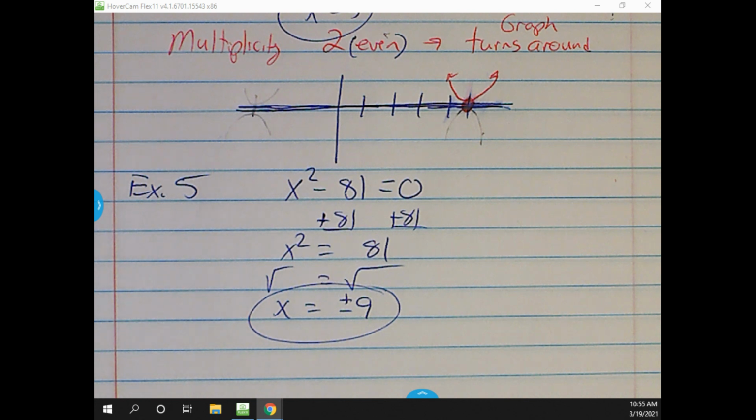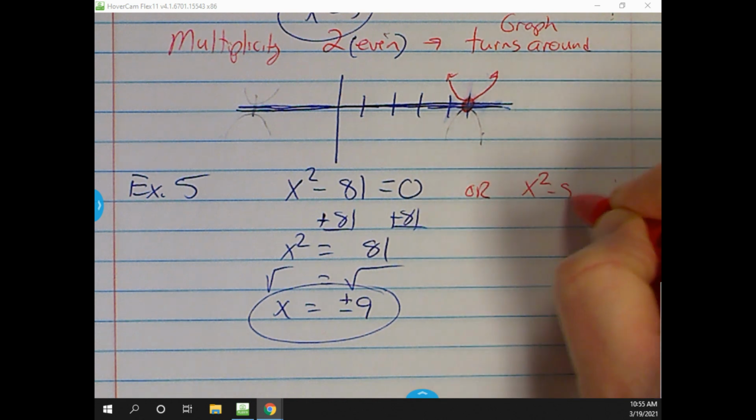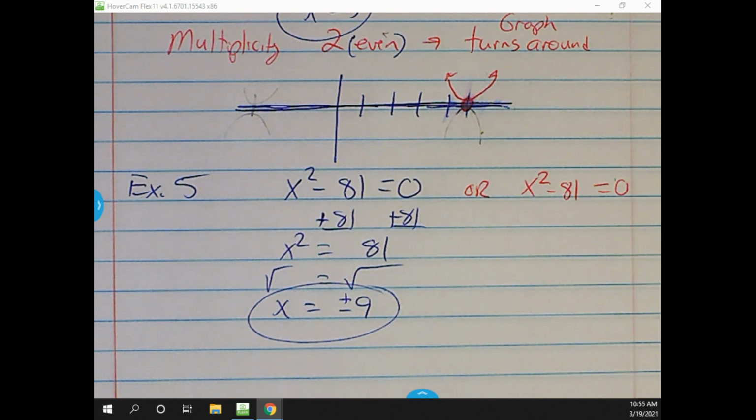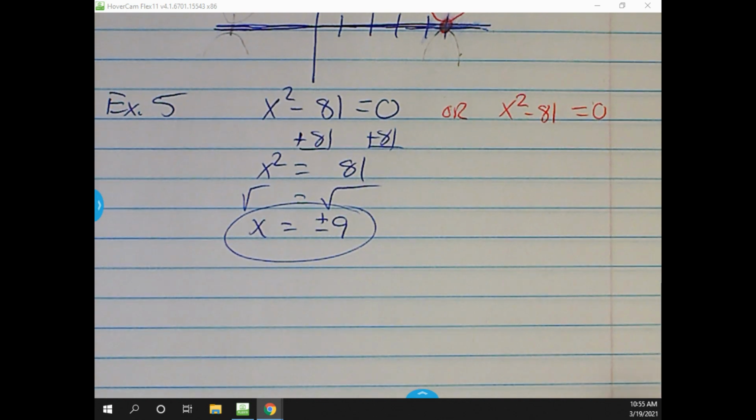Sometimes on these problems, they'll let you do that. You don't have to do it this way, but let me just show you another way, because sometimes there's more than one right way to get the answer. Can anybody think of a different way we could do this problem and still come up with the same answers? I'll give you a hint on this one.